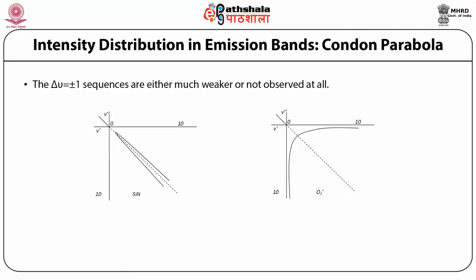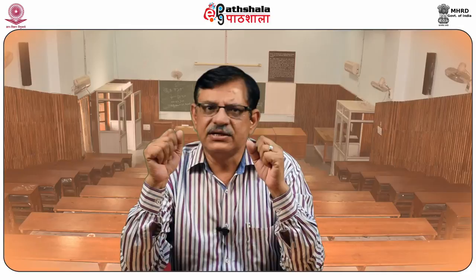So, students, we have learnt in this module the fine and rotational structure of electronic bands, the folded parabola, the Franck-Condon principle, its use, and the explanation of intensity distribution in absorption and emission spectra.